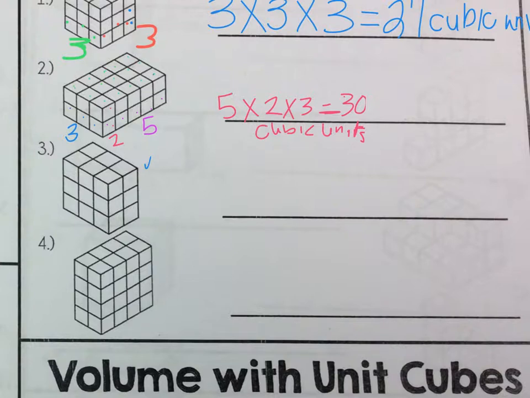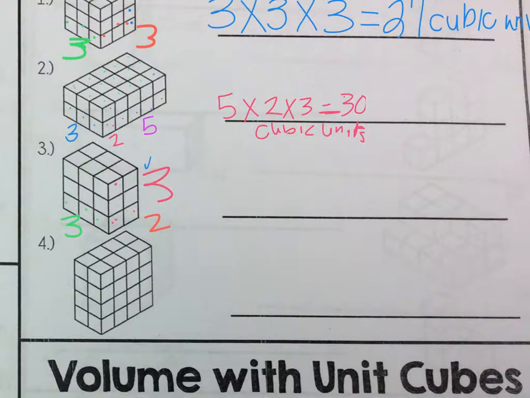All right. So first, let's find our length. 1, 2, 3. We have 3. All right, let's find our width. How many do we have? 2. 1, 2. Excellent. Now, let's find our height. 1, 2, 3.